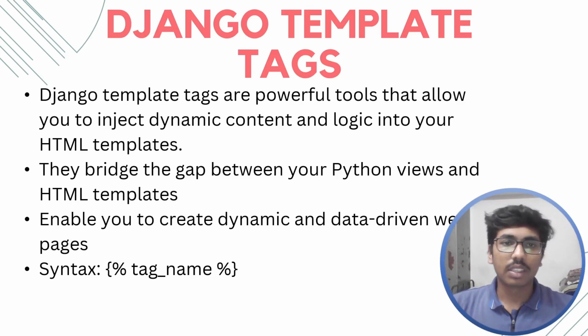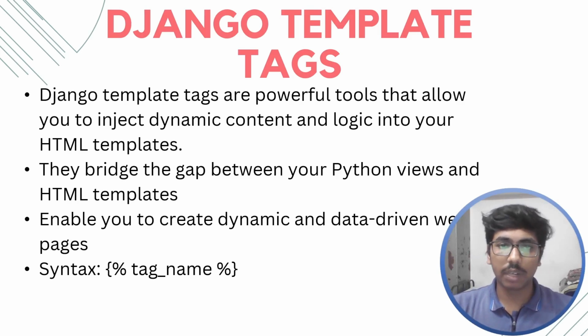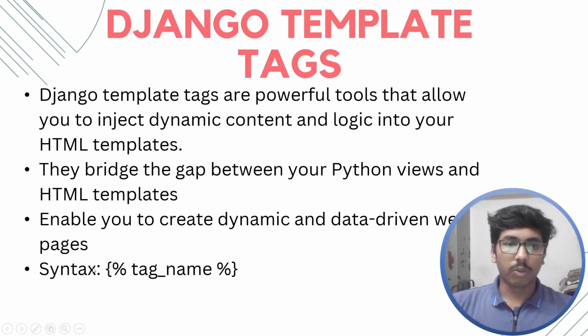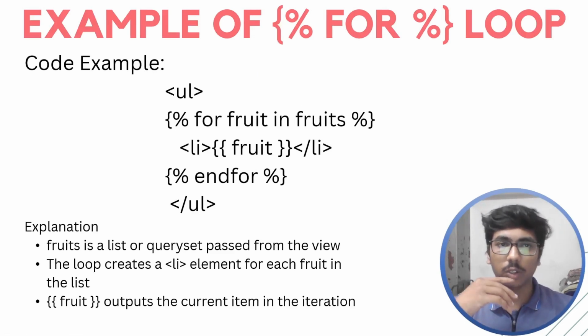Django template tags are powerful tools that allow you to inject dynamic content and logic into your HTML templates. They basically bridge the gap between your Python views and the HTML templates. The syntax is like this: you open curly brackets with a percentage sign and the tag name. Example for a for loop tag.